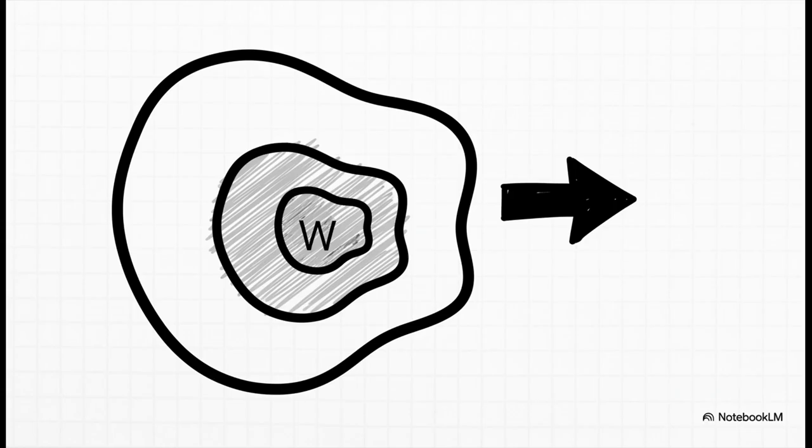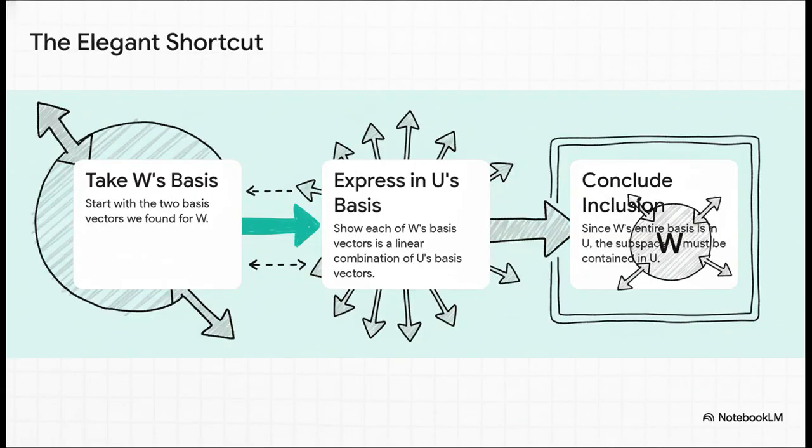Just so you know, if you did take that long road and found the intersection, you'd find something pretty cool. You'd find that the intersection of U and W is just W itself. And if their overlap is all of W, that's just a fancy way of saying W is completely contained inside of U. But why do all that work? The shortcut is so much smarter. All we have to do is check our two basis vectors for W. Can we build them using the spanning vectors from U? If we can build W's entire foundation using U's building blocks, then it means the whole of W must be inside U.